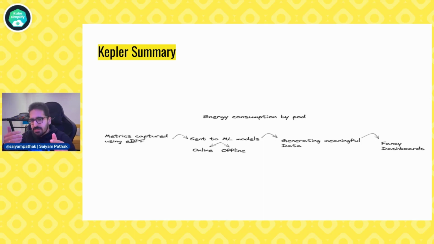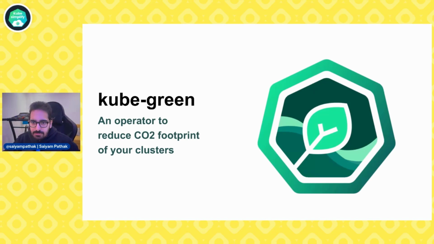Metrics are captured using eBPF and sent to ML models that can be online and offline. I have a full deep dive video on Kepler with a demo on KubeSimplify. You can check that out. Then it generates meaningful data, because after it goes to the ML model it enriches the data, so you get meaningful data, and then you can use those Prometheus metrics to create fancy dashboards using Grafana and stuff.